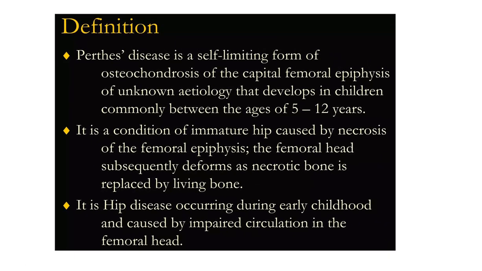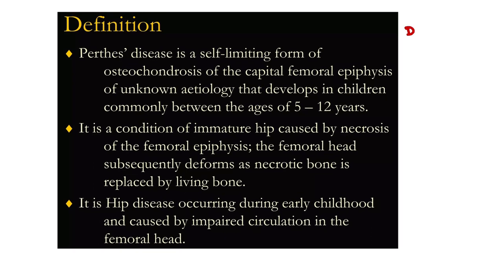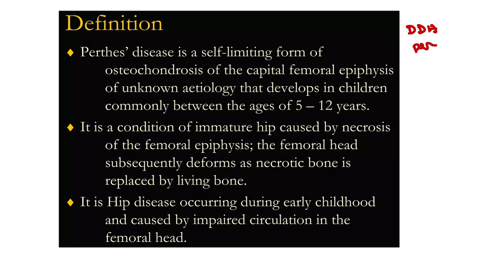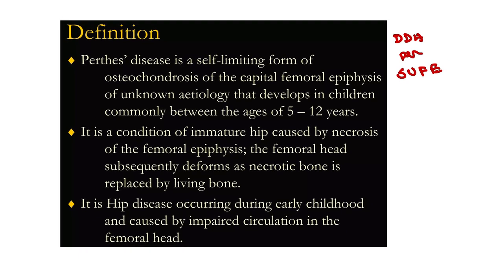In children, there are three important bone diseases. One of them is DDH, another one is Perthes disease, and the third one is SUFI, or slipped upper femoral epiphysis. So it is DDH, Perthes, and slipped upper femoral epiphysis. These three important diseases occur in bone in children. So in Perthes disease, the age is very important. It occurs usually between 5 to 12 years of age.